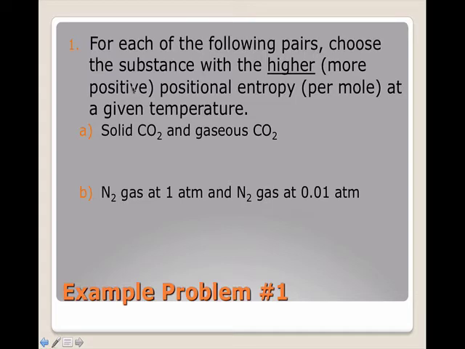So practice problem 1 says, for each of the following pairs, choose the substance with the higher, which would be more positive, positional entropy per mole at a given temperature. So which one would be more chaotic, more random? If we were looking at solid carbon dioxide compared to gaseous carbon dioxide, we would know that the gaseous carbon dioxide would be much higher in terms of its entropy because it can move more, and we know gases have more entropy than solids, so that would be the one that has the higher positional entropy.